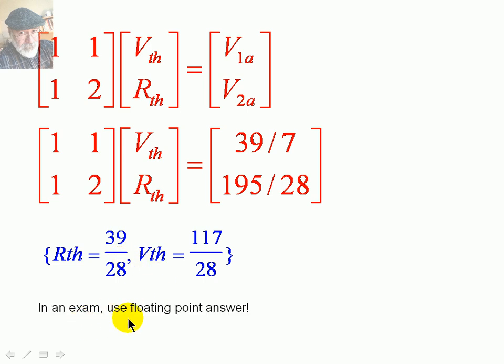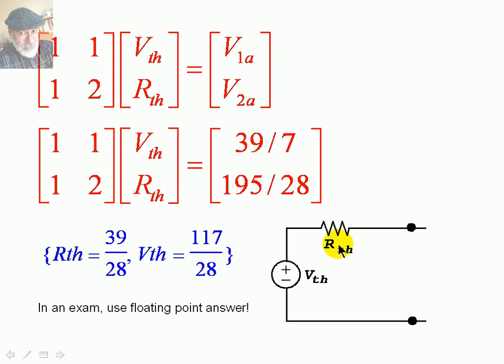In an exam, please use floating point answers. That way the markers have an easier time grading your paper. This is the circuit. Always when you find a Thevenin equivalent, you need to draw it. Do not stop at just finding the values Vth and Rth. You need to draw that and identify the two terminals of the port so that the TA knows exactly that you really know what you mean.